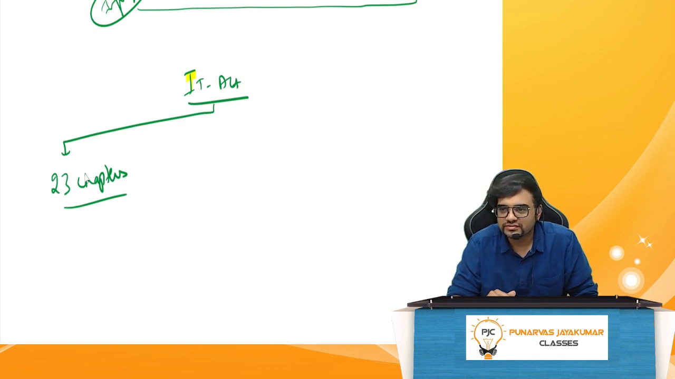6A is there for sure. Then 6B is also there. Then 20B, 20C, like that it is there. So these are all the various chapters that we have.